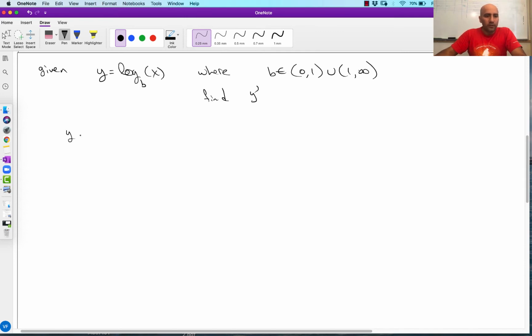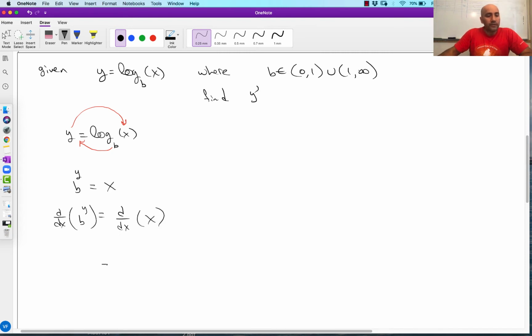Okay, so y equals log base b of x. By definition, this must mean that this number raised to that power must be equal to this. That's the definition. So that must mean that b raised to the y power must be equal to x. Now this we can take a derivative of. So let's take the derivative with respect to x of b to the y power, and the derivative with respect to x of x.